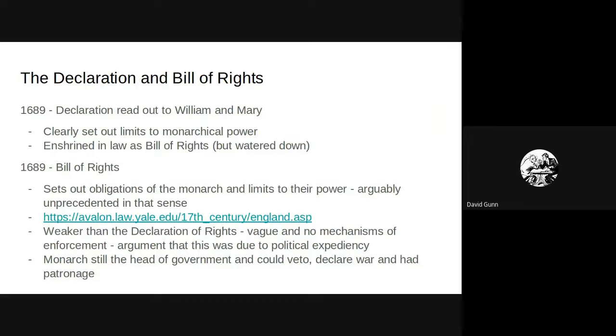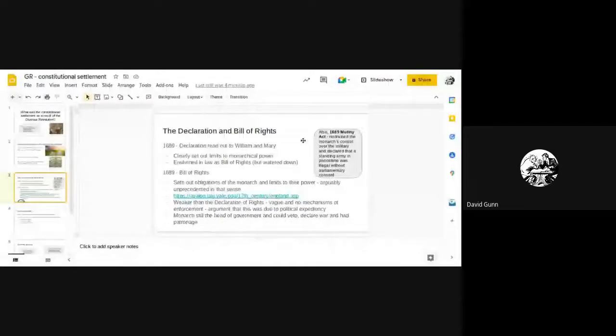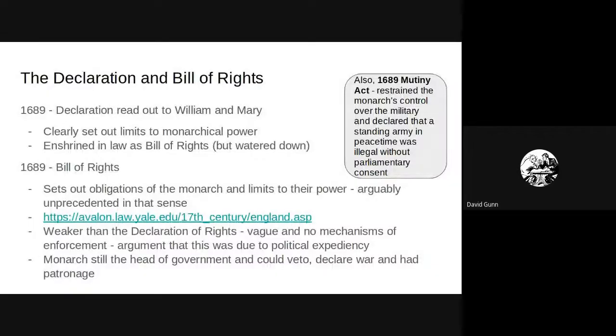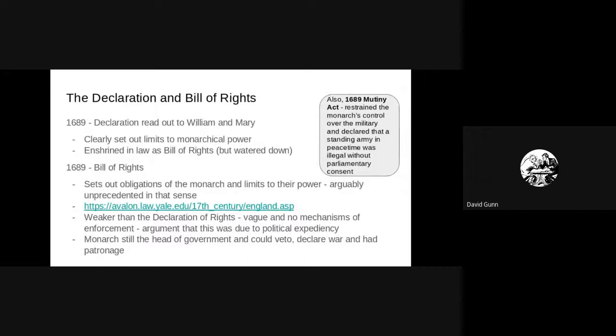This was passed in law as the Bill of Rights, which was actually watered down. The Bill of Rights, as it says here, sets out obligations of the monarch and limits their power, and arguably it's unprecedented. There's actually a website which goes through all of the points on the Bill of Rights. It's got it listed, which I'll link to in a second. And you can see all of the different things it does. For example, it says there should be free and regular elections, that type of thing.